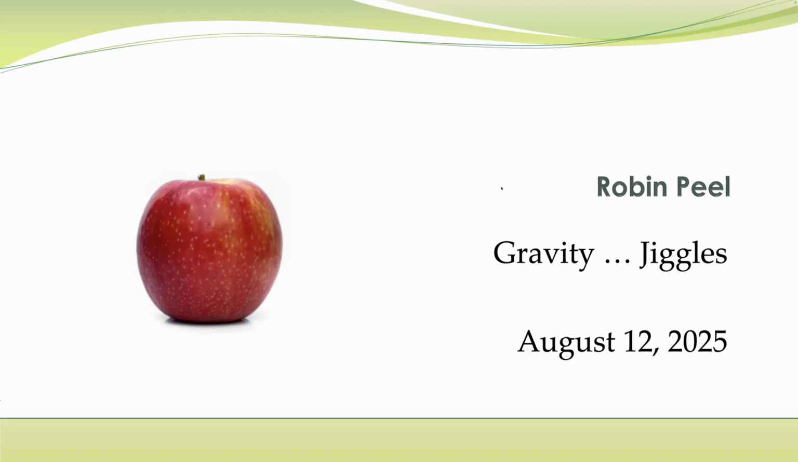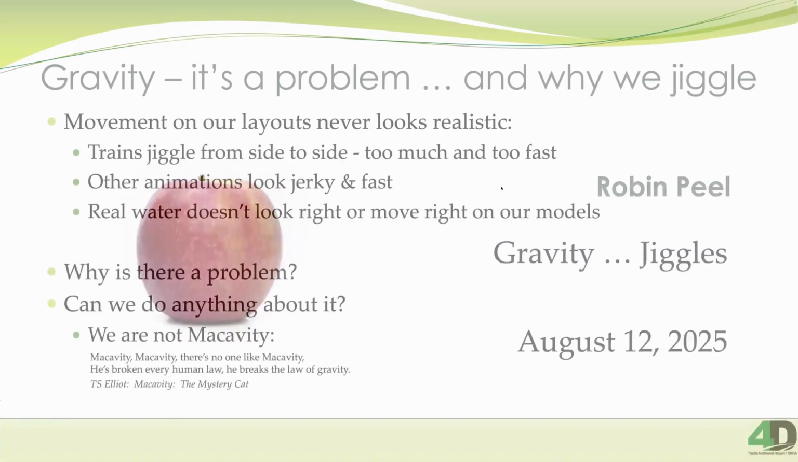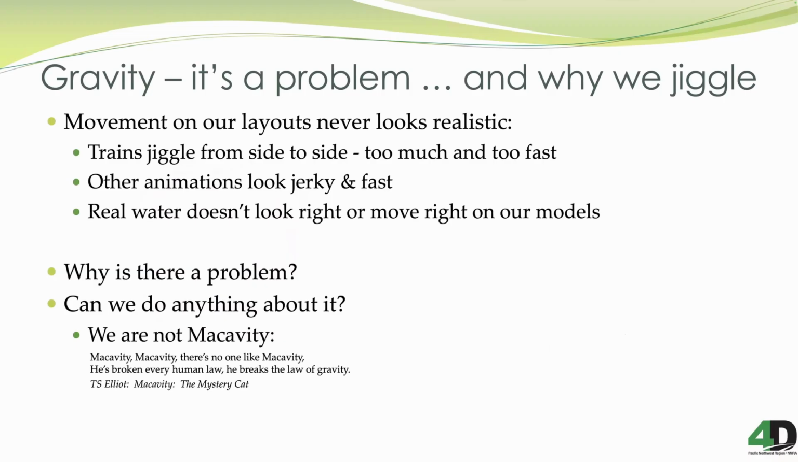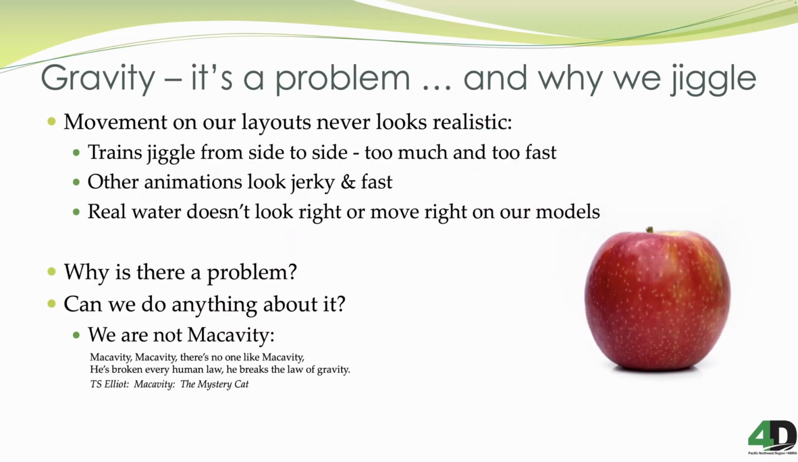So let's move forward. Gravity is a bit of a problem, and it's why our models tend to jiggle around, and movement never really looks that realistic in our layouts. Trains jiggle from side to side too much and too fast, and other animations, though they're kind of cutesy, never look quite right in my estimation. They either look too jerky or too fast and a little bit weird. Some technologies get a bit better at that, but it never quite looks right to me.